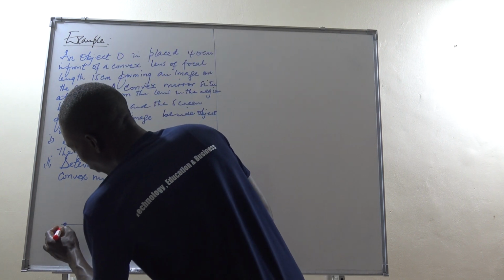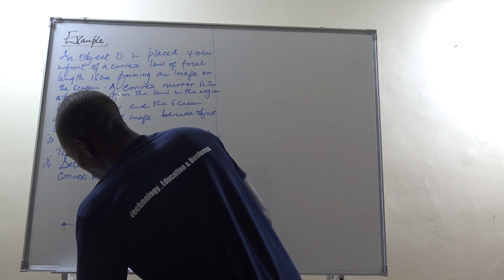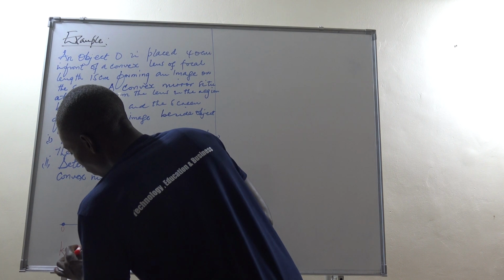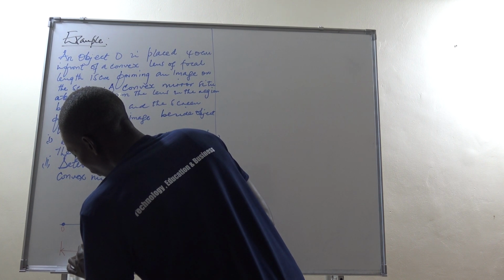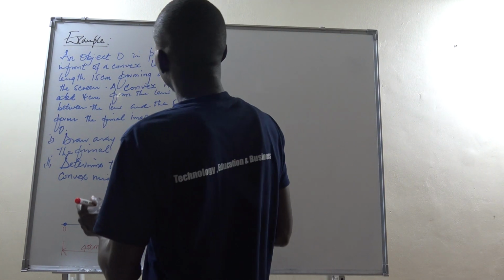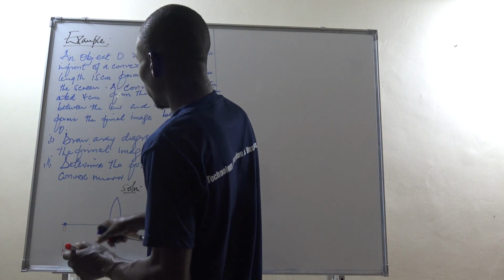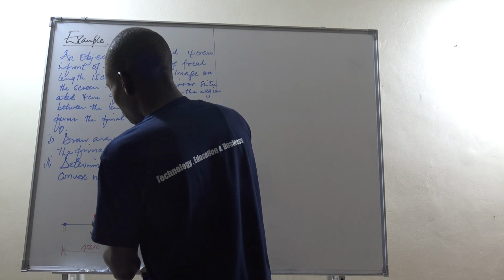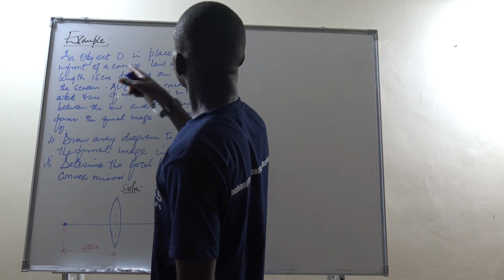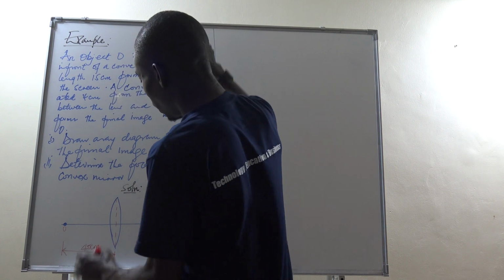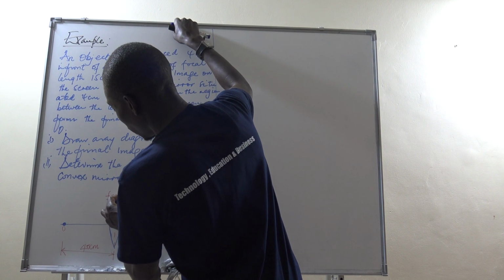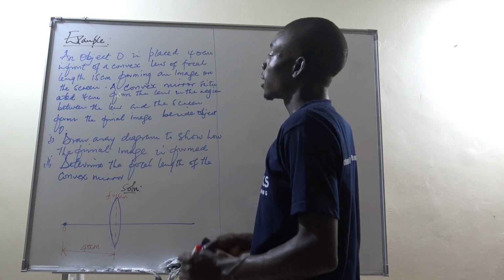This is object O, and the distance from here up to here is 40 centimeters. Okay? They are saying that object O is 40 centimeters in front of the lens. And then they say that the focal length of the lens is 15. That means that F of this lens is 15 centimeters, the focal length.